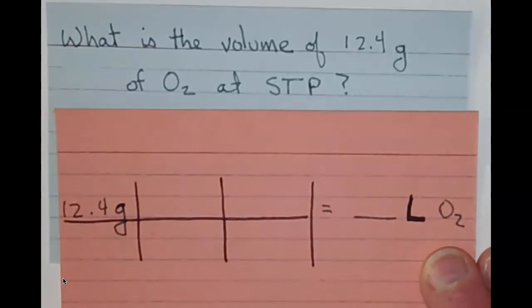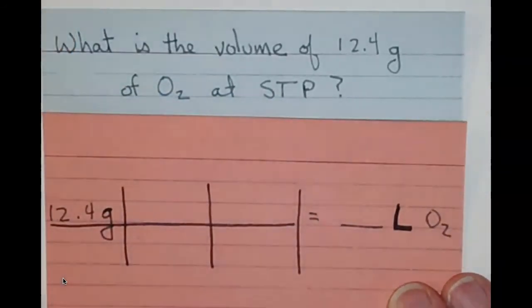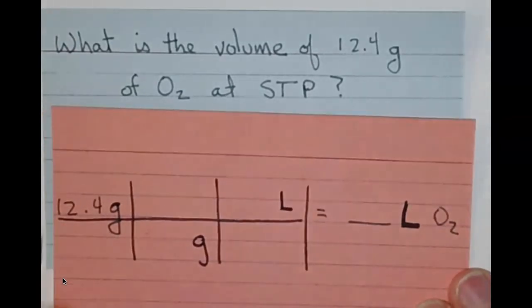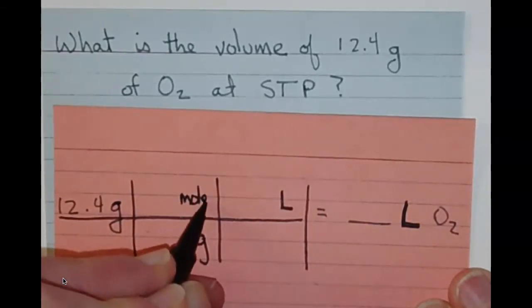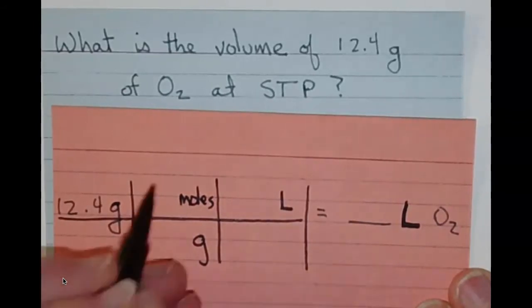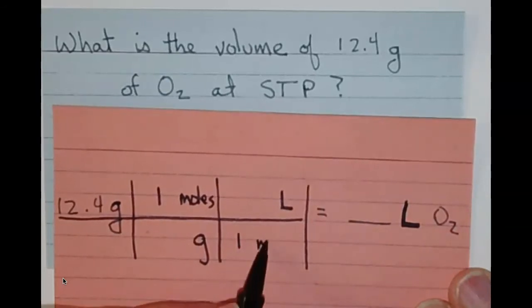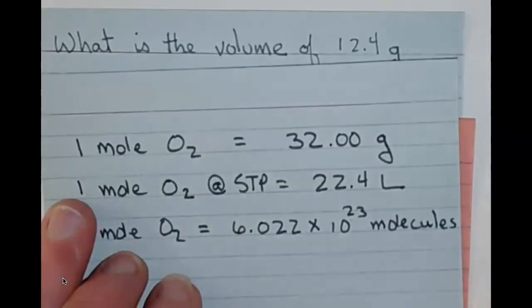I'm first going to put in my units so I know I'm putting in the correct number. Grams is what I want to cancel. Liters is what I want to go to. My relationship in our conversion factor, I know how many moles there are in a certain number of grams. Actually, for 1 mole, I know how many grams there are. And for 1 mole, I know how many liters there are. Let's fill these in.